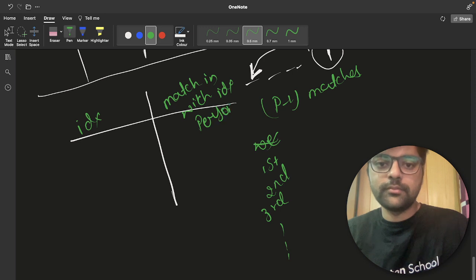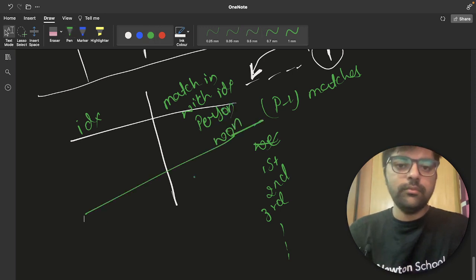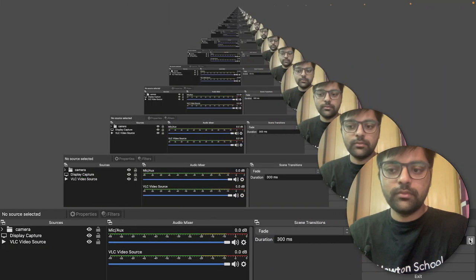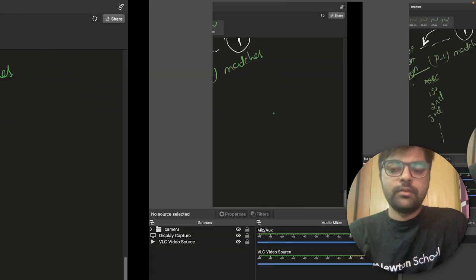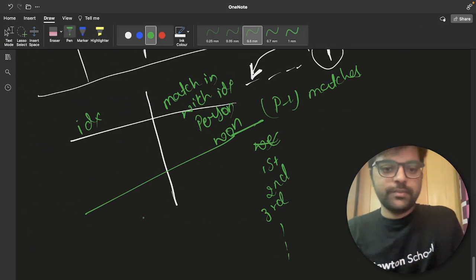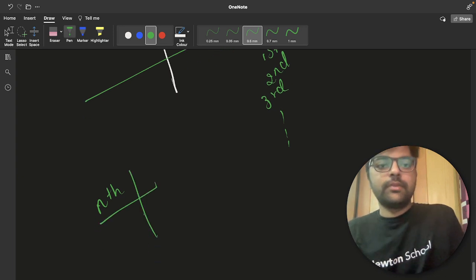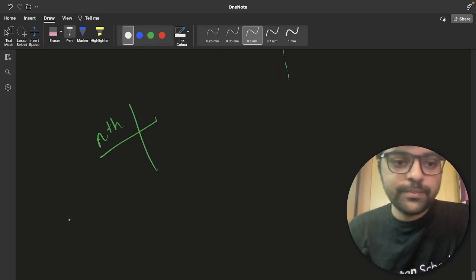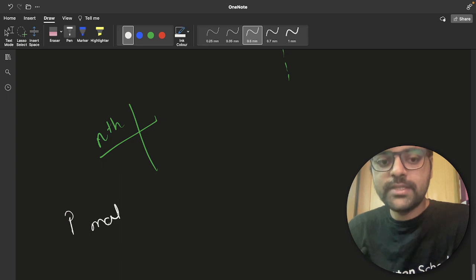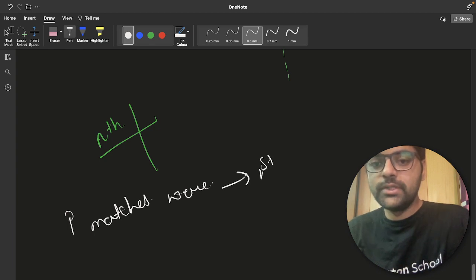1, right? Let's say we know that the nth person, let's say that we have first p matches played, p matches were played before 1 got its original position, 1 got its position.